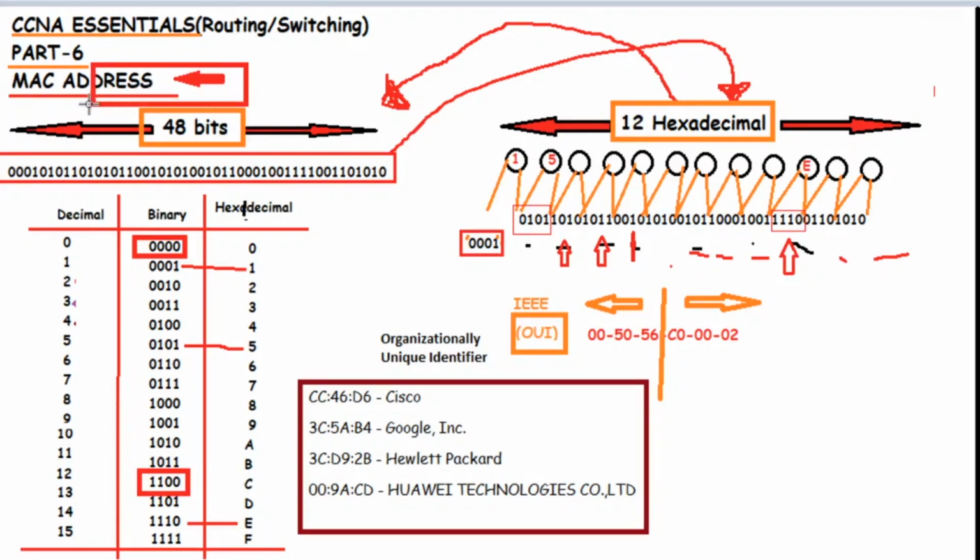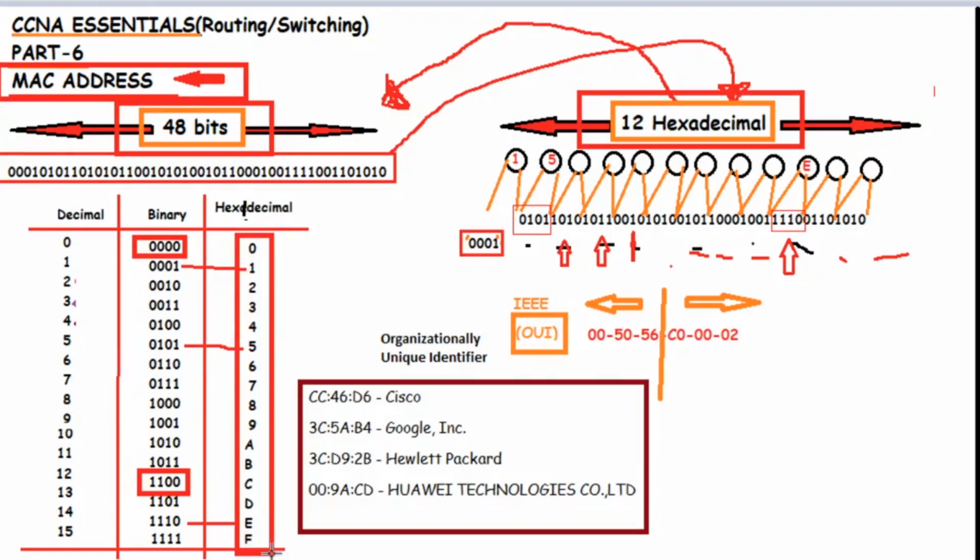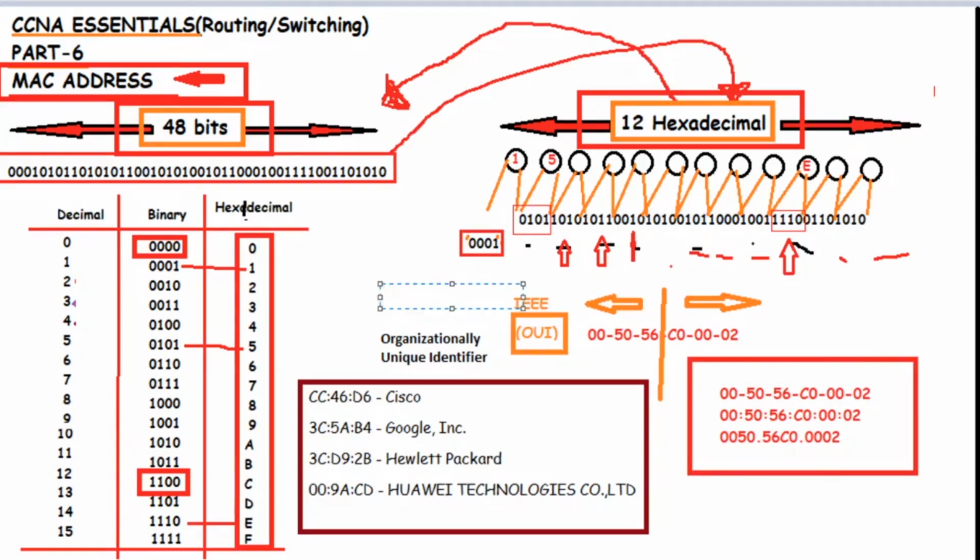Now we have an idea regarding what the MAC address is. What we need to remember is that it's 48 bits long and represented in hexadecimal, which is 0 to 9 and A to F, in one of these ways, and that it's unique.